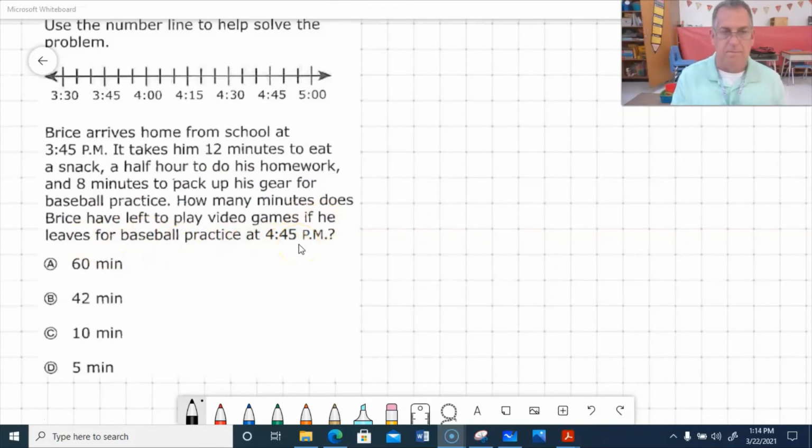So I'm going to take some time here and circle some of my important information. This time he gets home from school, I'm going to mark that on my number line with a dot, 3:45.